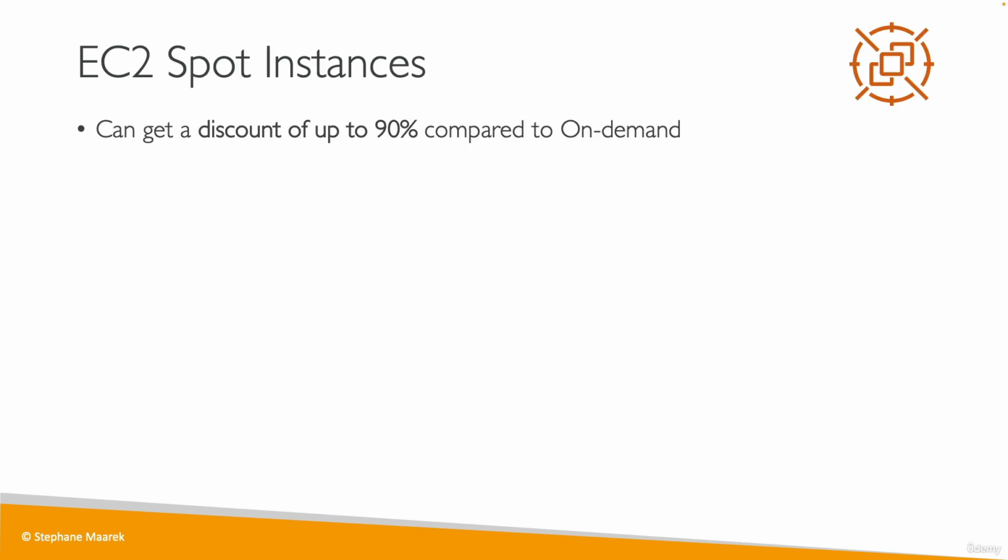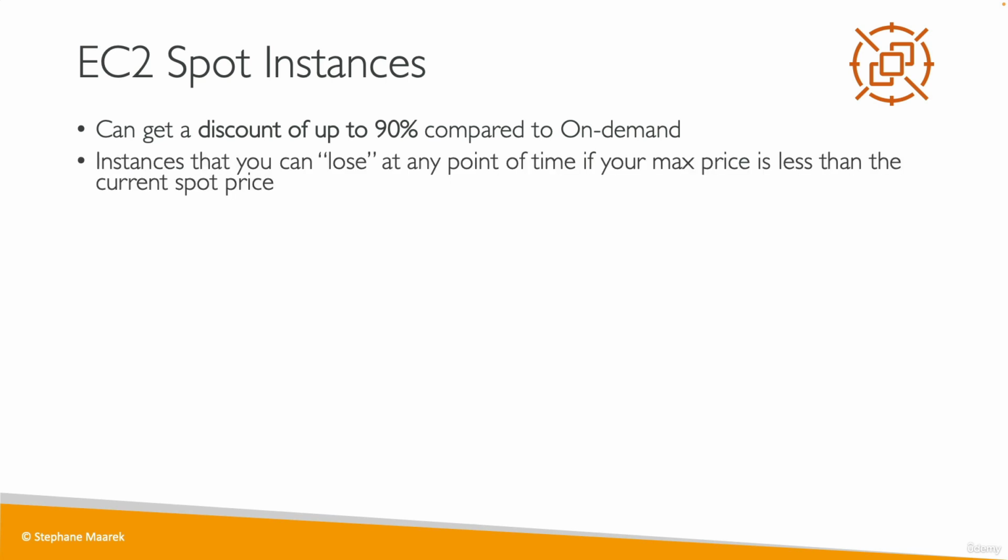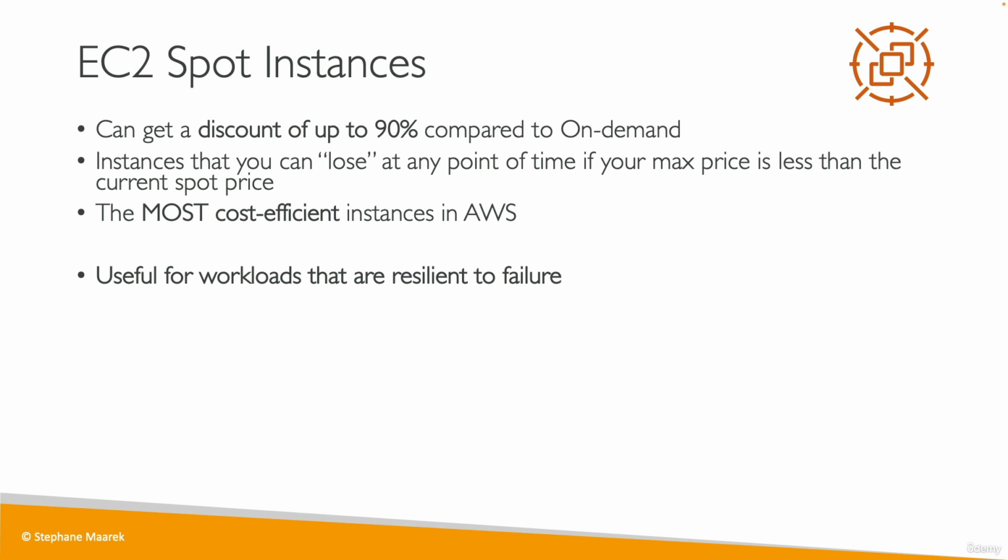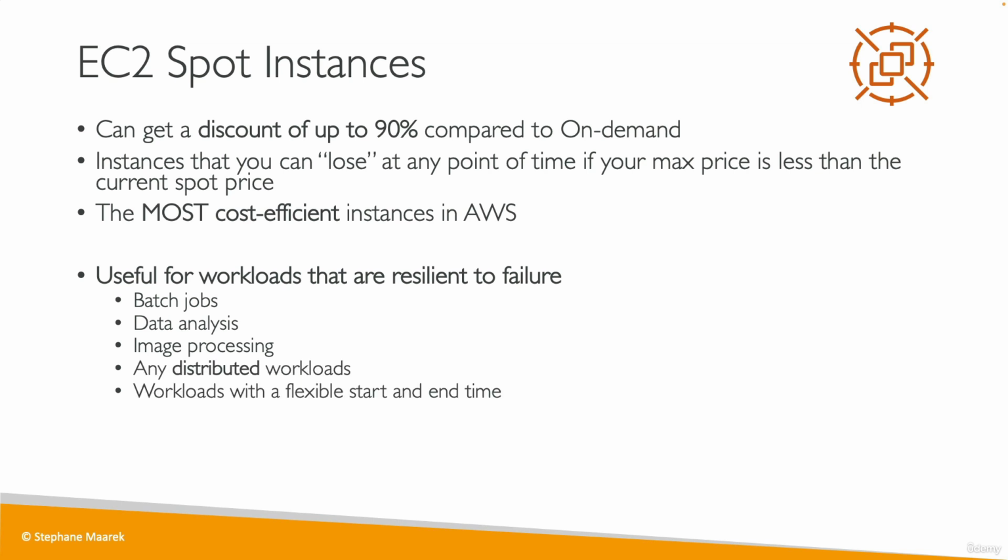Now for spot instances, they have the most aggressive discounts, so up to 90% discounts compared to on-demand. But they are instances you can lose at any point of time because you define a max price you're willing to pay for your spot instances. And if the spot price goes over it, then you're going to lose it. So they're the most cost-efficient instances in AWS, and they're going to be very helpful if you have a workload that is resilient to failure. So what could they be? Well, it could be batch jobs, data analysis, image processing, any kind of distributed workloads, or workloads that have a flexible start and end time. They're not suited for critical jobs or databases, and the exam will test you on that.